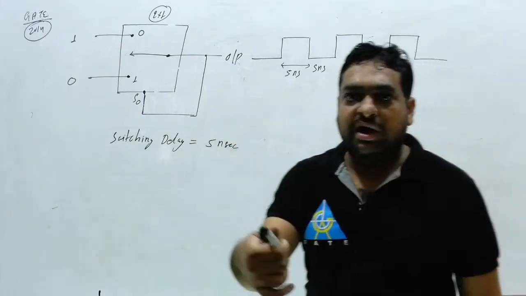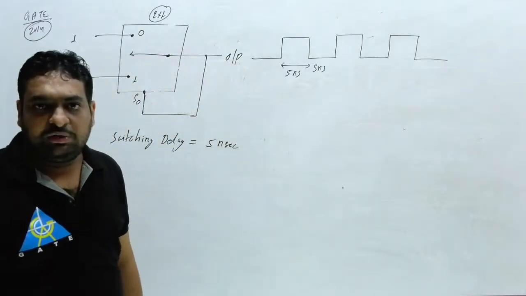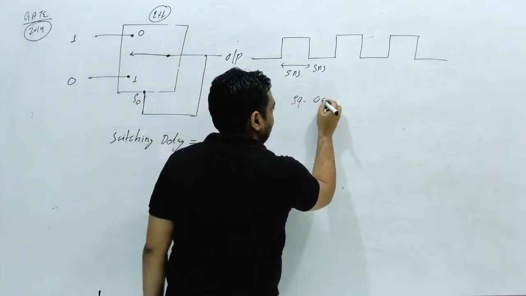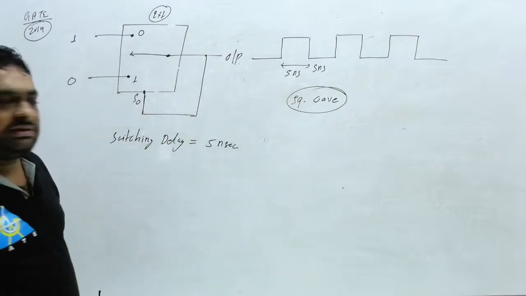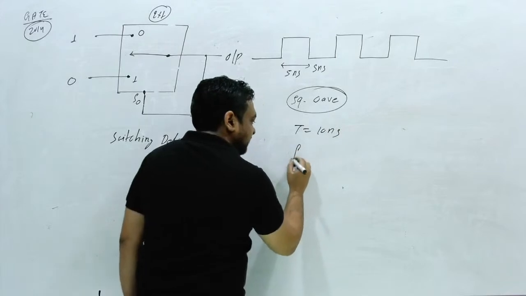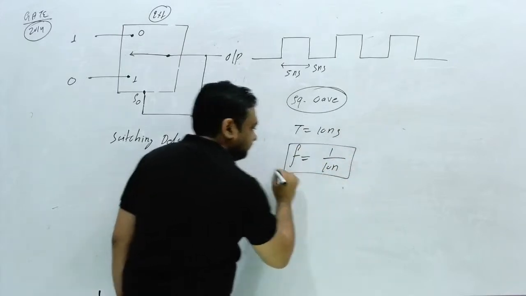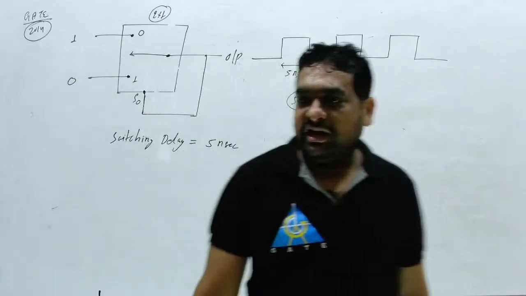This is nothing but a square wave generator. We are going to generate a square wave. Then what will be the output? The output will be a square wave. And what is the frequency or time period of this square wave? The time period is 10 nanosecond, and the frequency will be 1 upon 10 nano. This will be the answer. Clear this thing?